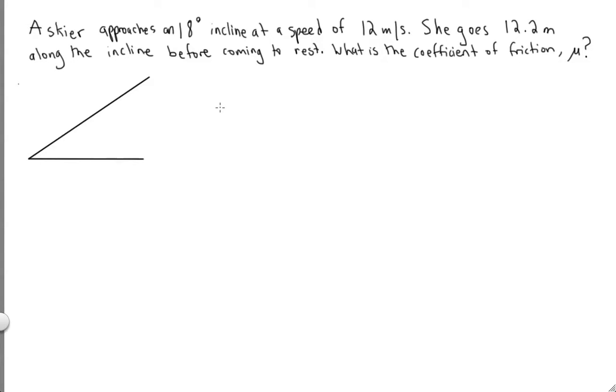So first, I'm just going to label what I have. We have an 18-degree incline. This distance here is 12.2 meters, and we know that the initial speed is 12 meters per second.